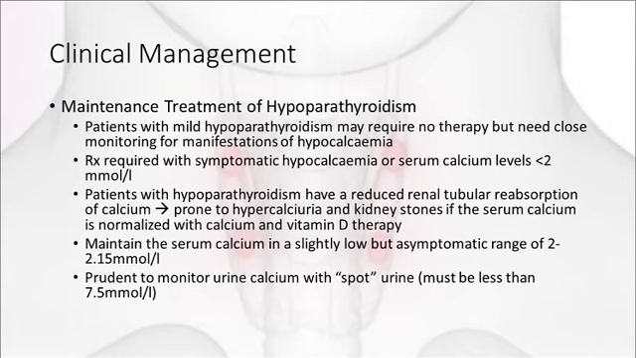Patients with hypoparathyroidism have reduced renal tubular reabsorption of calcium and therefore are prone to hypercalciuria and kidney stones if the serum calcium level is normalized with calcium and vitamin D. As a result of that, what you actually want to do is maintain your serum calcium level at a slightly low but asymptomatic range of 2 to 2.15 millimoles per liter, and it is prudent to measure urine calcium via spot urine, which must be less than 7.5 millimoles per liter.